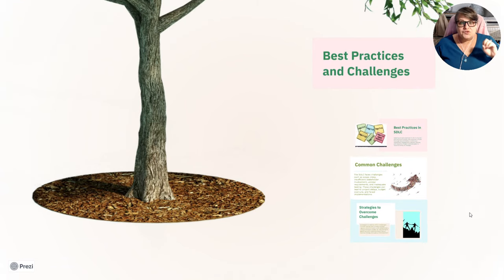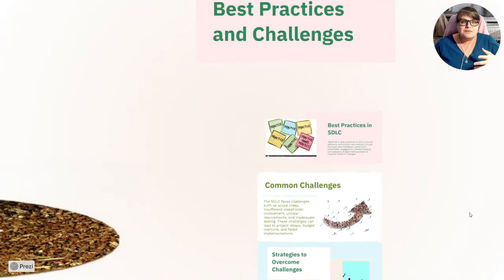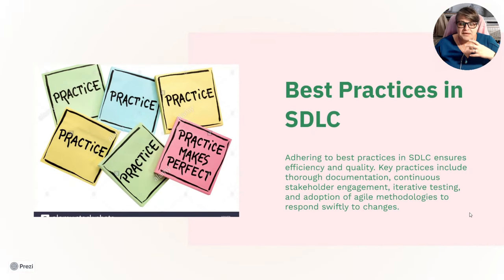Okay, best practices. You remember from the last slide I went over, best practices are things that they expect you to professionally do to the software to make sure that it is professional. Let's look at some of these best practices. Adhering to best practices ensures efficiency and quality. Key practices include thorough documentation, continuous stakeholder engagement, iterative testing, and the adoption of agile methodologies to respond swiftly to changes.